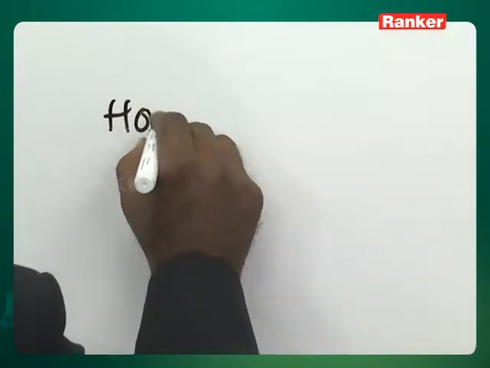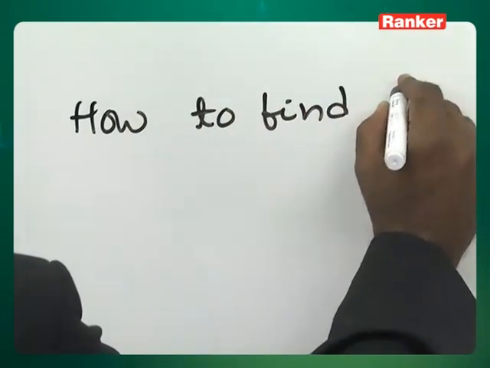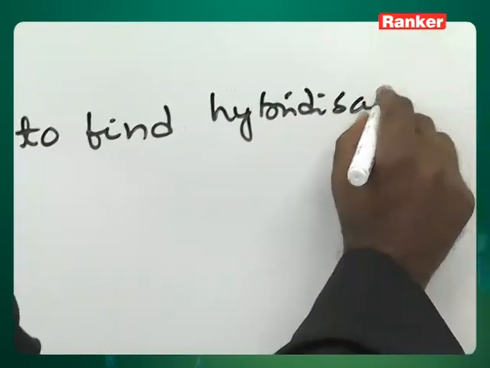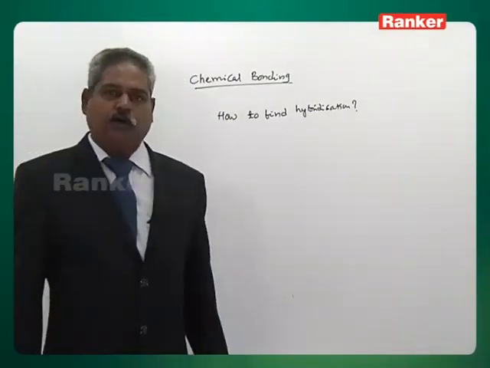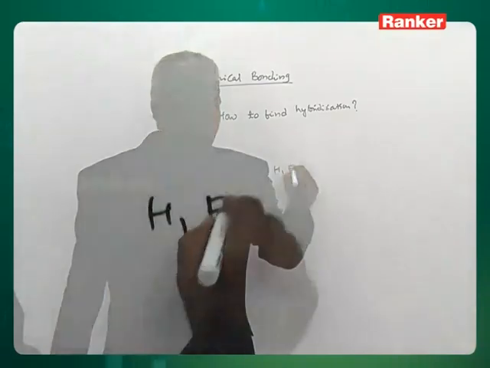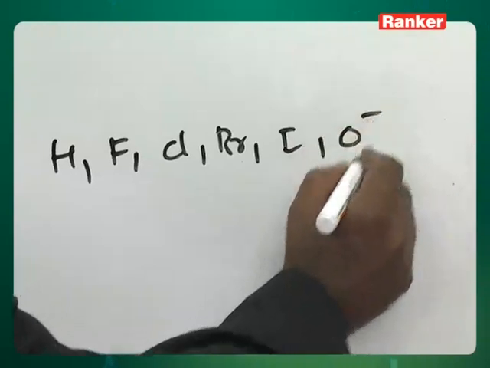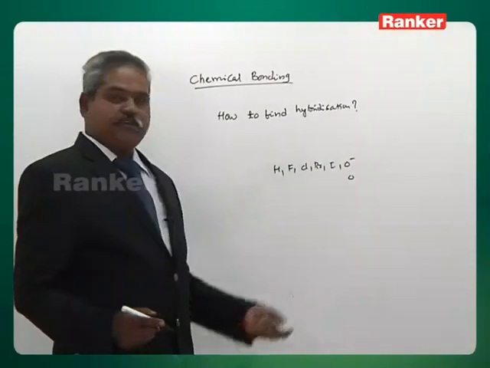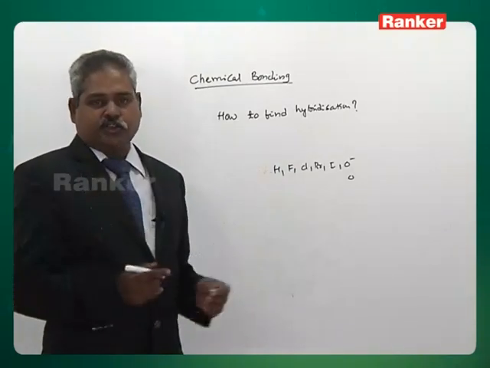Next, how to find hybridization. And in that structures part, you must have got a doubt. Sir, we have seen a few elements like hydrogen, fluorine, chlorine, bromine, iodine, and just oxygen and O minus. We have seen just 6 or 7 elements. How can you say any structure?